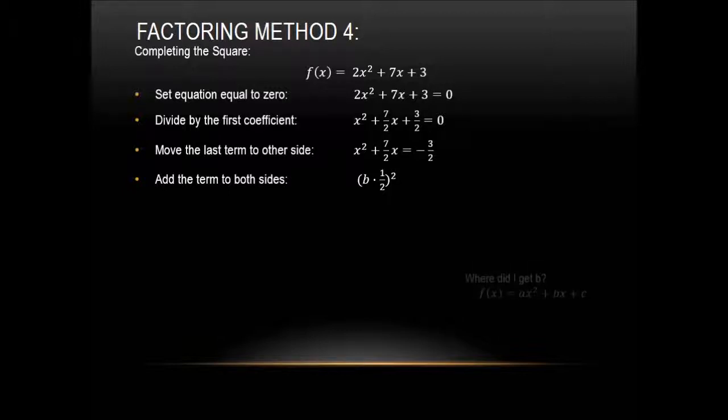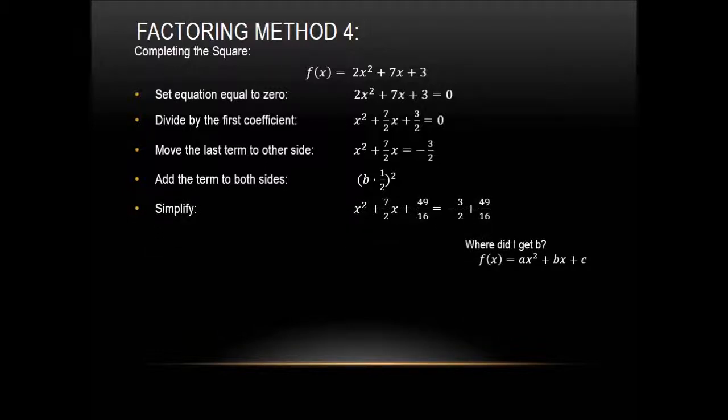Okay, so you're thinking, well, what's b? Just remember, the function is f of x equals ax squared plus bx plus c. So our b is that 7/2 term. Okay, so 7/2 times 1/2 is 7/4 raised up to the second power is 49/16, and that's the term that we're adding to both sides of the equation. All right, now if we simplify this, we get x plus 7/4 squared equals 25/16.